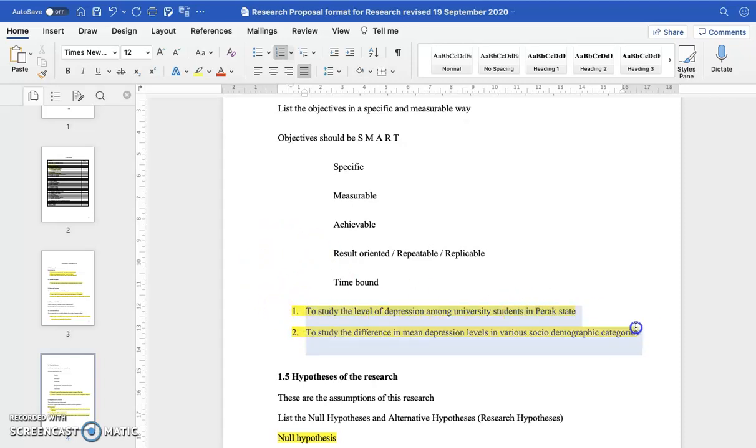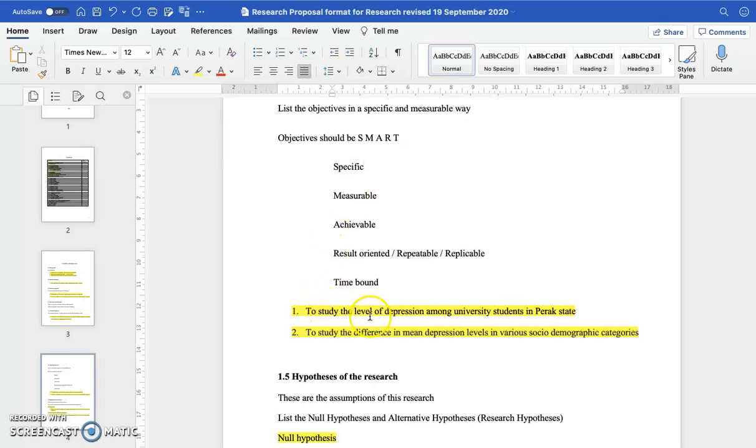Specific objectives should be SMART. What is SMART? Specific, measurable, achievable, result-oriented, repeatable or replicable, and time-bound. It should be specific. Specific objectives should be specific.